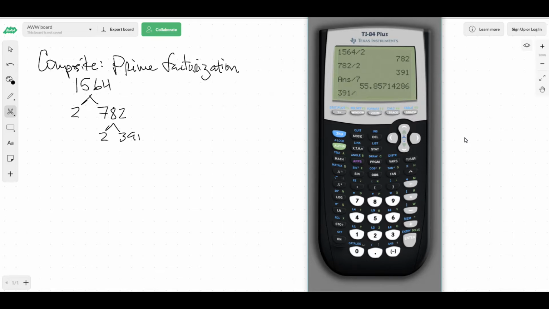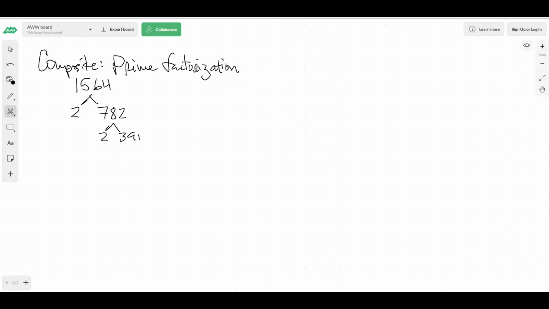391 divided by, well, 8's not going to work because it's not even. 9's not going to work because the sum is 13. 10 isn't going to work. Let's try 11. So it looks like it's not working, but unfortunately, prime numbers make this kind of difficult. So what might be helpful when we're finding this is to actually have our prime numbers available.